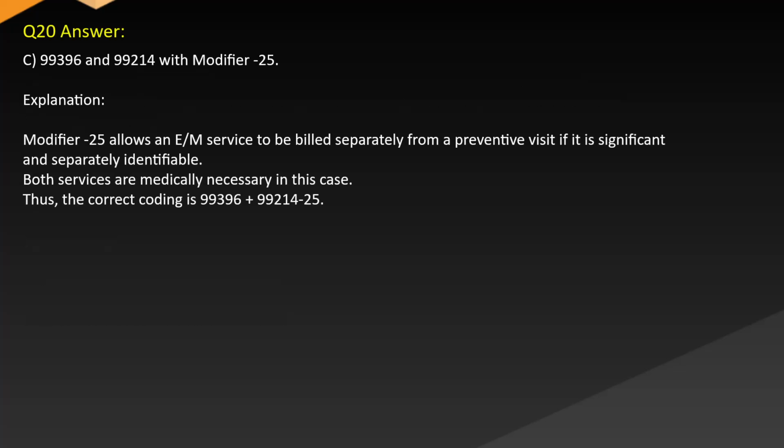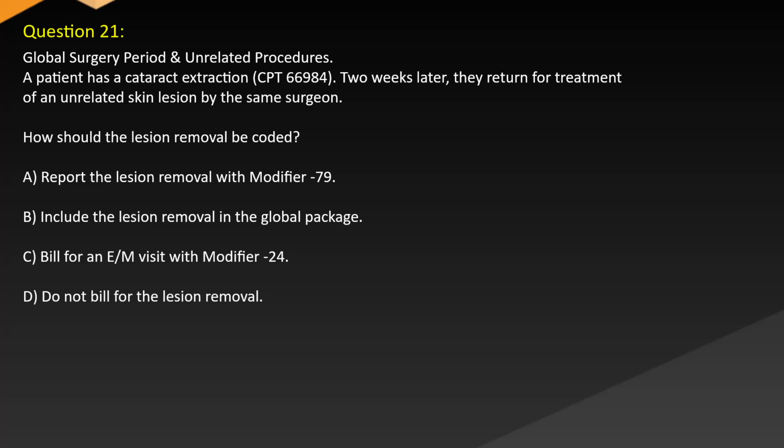Answer: C. 99396 and 99214 with modifier -25. Explanation: Modifier -25 allows an E/M service to be billed separately from a preventive visit if it is significant and separately identifiable. Both services are medically necessary in this case. Thus, the correct coding is 99396 plus 99214-25.